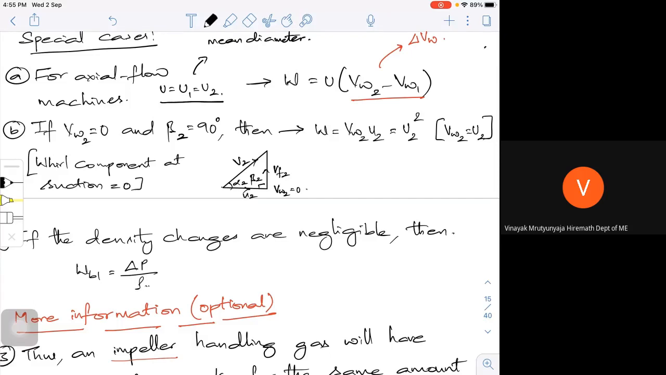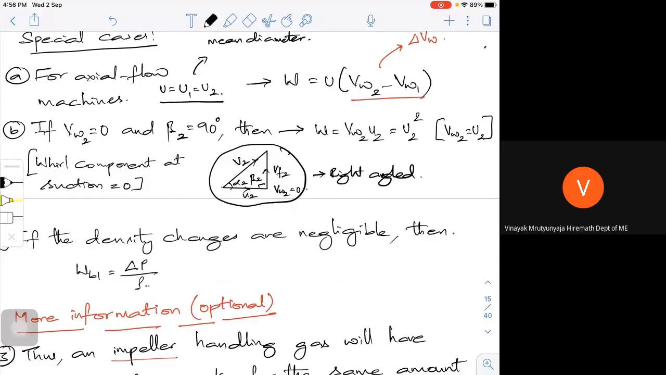If my VW2 is equal to 0 or VW1 is equal to 0, depending upon the condition, whether it's an inlet or exit, my triangle will be a simple right angled triangle. If VW1 is equal to 0, beta 1 will be 0. If VW2 is equal to 0, beta 2 will be 0. So it depends upon what type of machine it is, a compressor or a pump or a turbine.